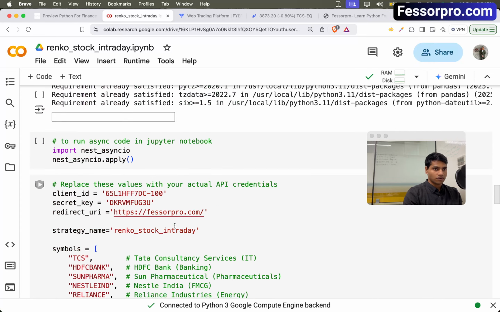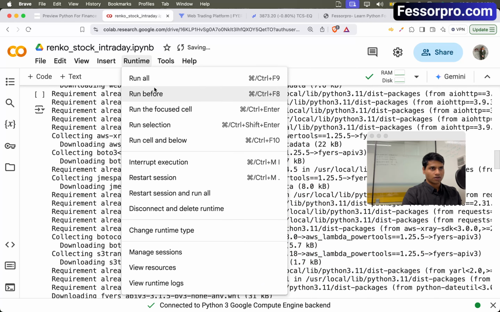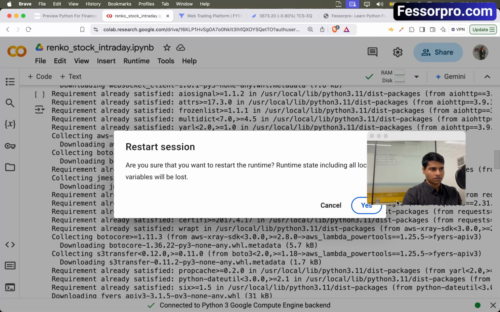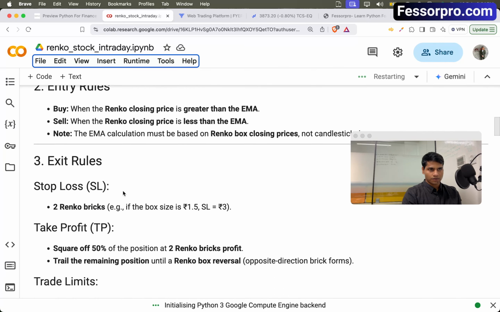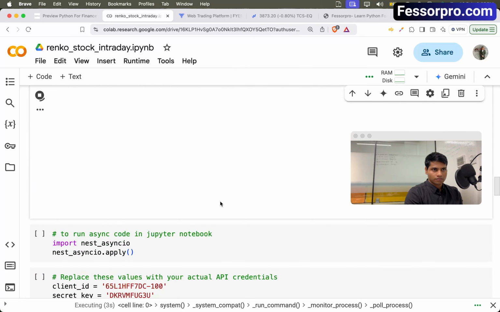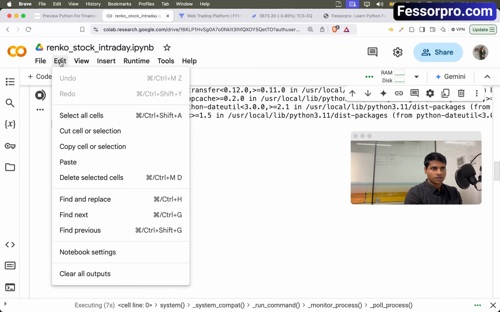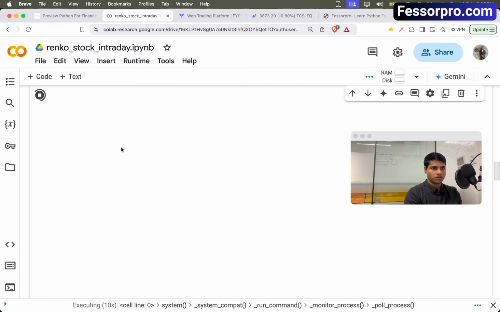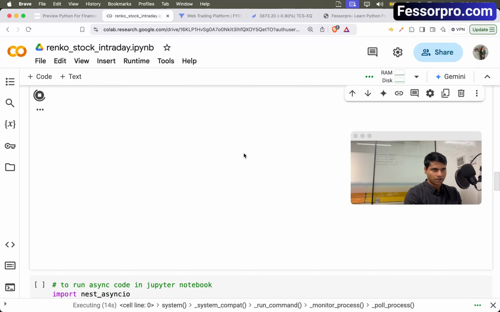Then this code. Okay, let me just rerun the code again. So I'll just click on restart session. Yes. Let me check if it is installed properly or not. Let me run it again. You can just go to edit and clear all cell output if you don't want to see any output. I think it is still installing. It will take a few more seconds.